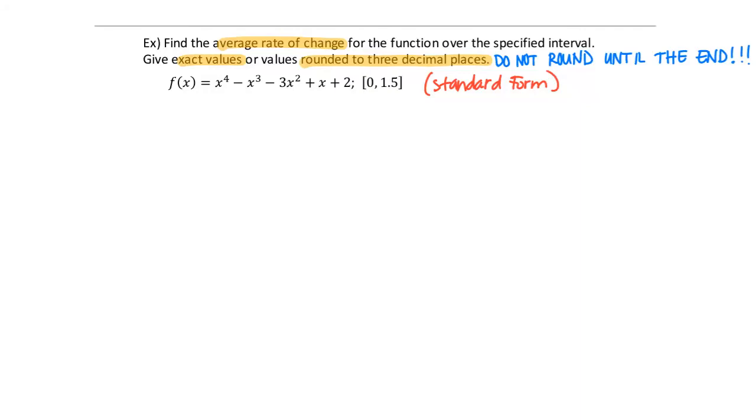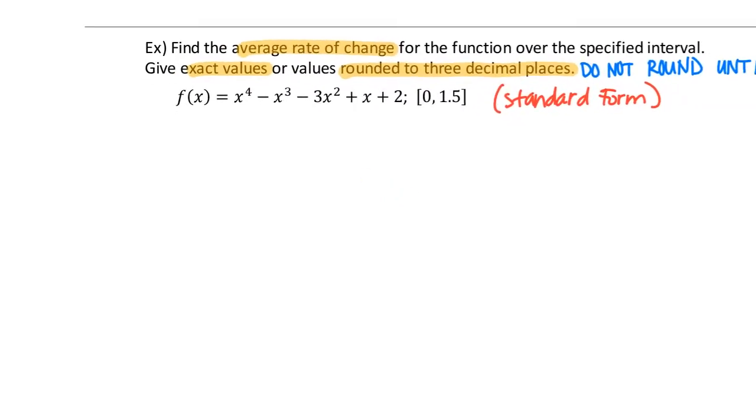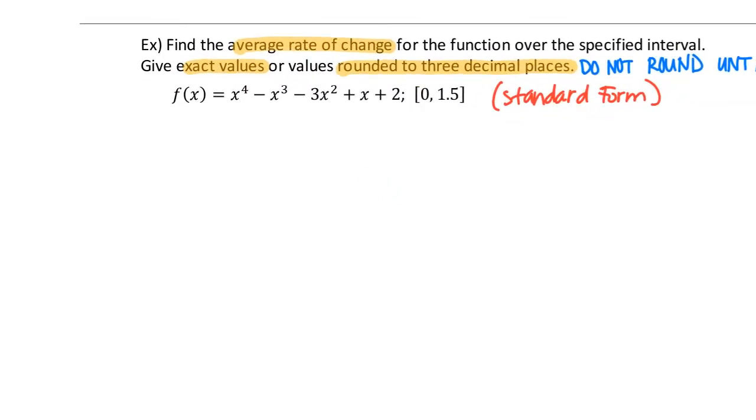All right, so let's go ahead and get started. The steps are the same. First, we got to find f of x1. Can I have lefties tell your partner, what is your x1 value? All right, on a count of 3, everybody tell me what is x1. Tell me in 3, 2, 1. 0. It's the beginning of the interval. It's our x1.